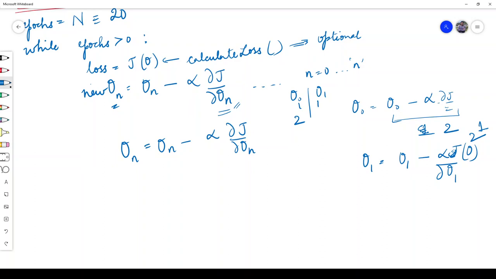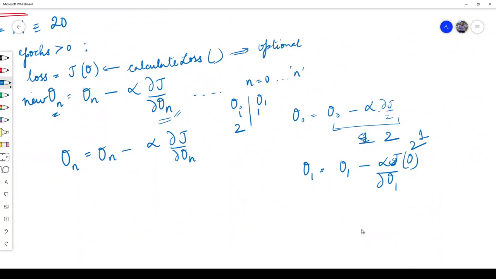So when you have theta 1 equal to theta 1 minus that, the value of theta in the J that we are differentiating will change every time. Yeah, because, okay, see, initially, let's say both are 1. Initially, let's say both are 1. And when you do this operation, theta naught becomes 2. Okay, so theta naught will become 2 here.